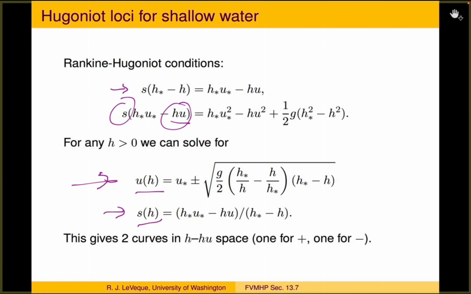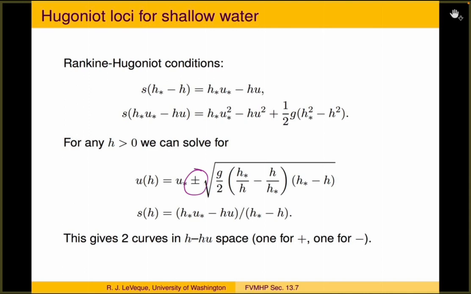So again, we're thinking of H star and U star as being some fixed point in phase space, but now we want to vary H away from H star, and this tells us how U has to vary away from U star. In fact, we see that U is U star plus or minus some quantity that vanishes as H approaches H star. So as H moves away from H star, U moves away from U star. And in this equation, we see that there's a plus or minus sign here.